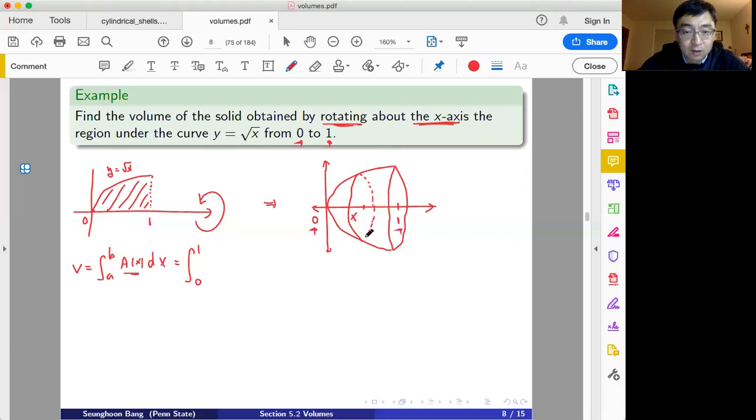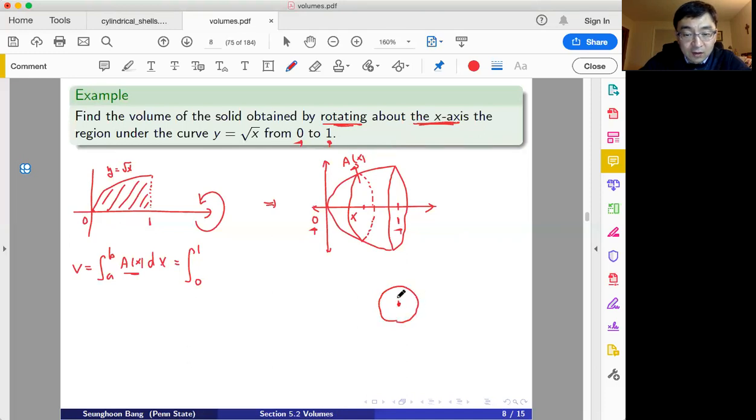We have this kind of circle. So like a circle, we have this region. So how can you find this A(x)? This A(x) is exactly the area of a circle, right? We have a disk and a circle.